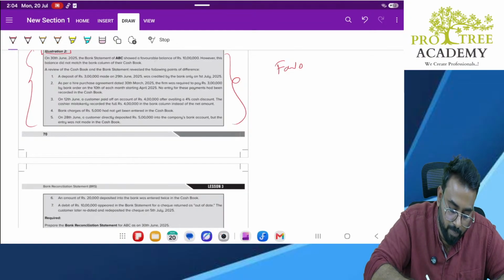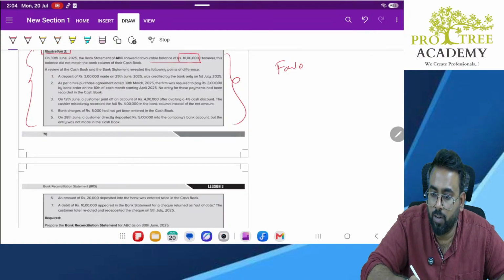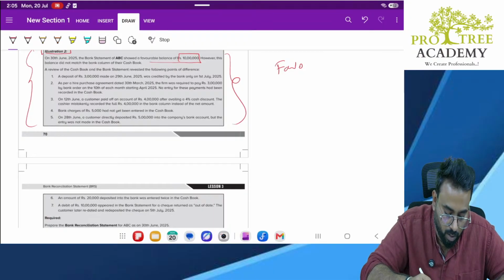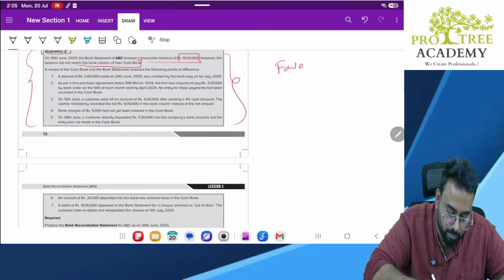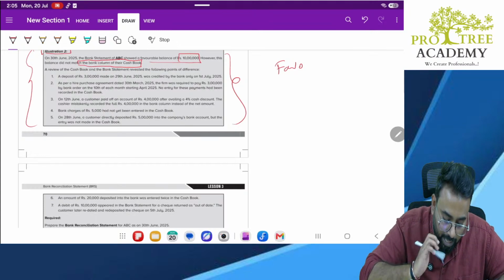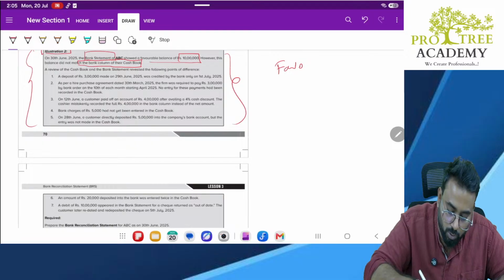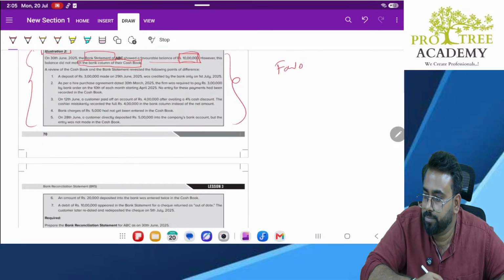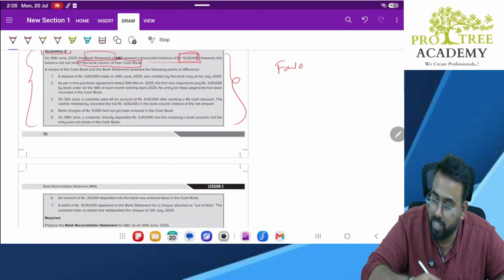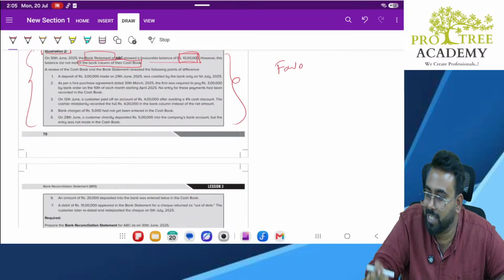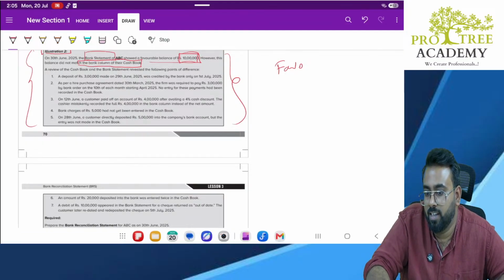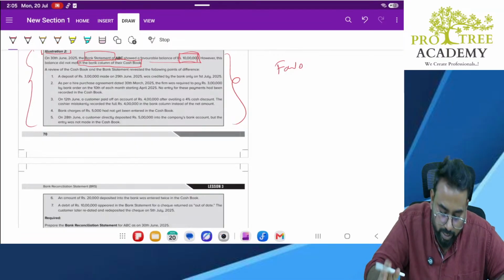So they have a favorable balance of 10 lakhs. That means our cash balance is showing 10 lakhs positive. However, the balance did not match with the bank column of their cash book. Actually, their bank statement was showing a favorable balance of 10 lakh and their cash book was not matching with it. They didn't say negative or positive, but they are saying the bank statement balance is 10 lakhs. And we don't know what is the balance as per cash book. It is not matching, so they want you to reconcile.